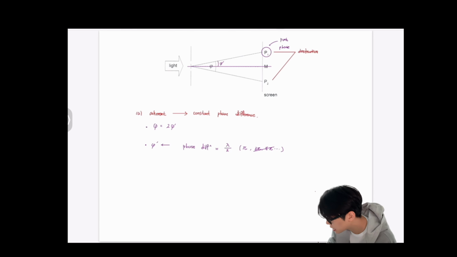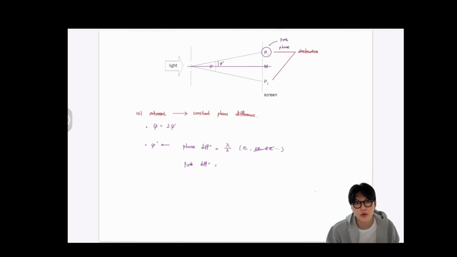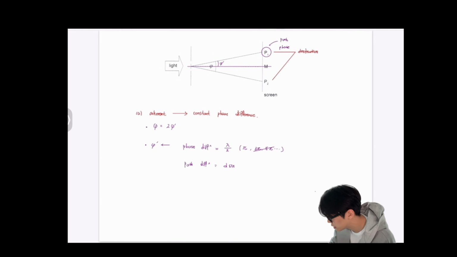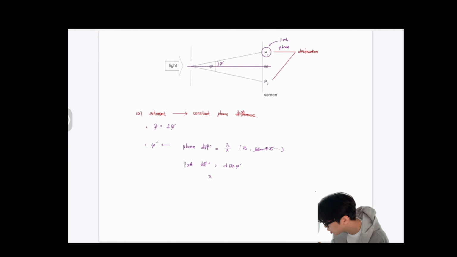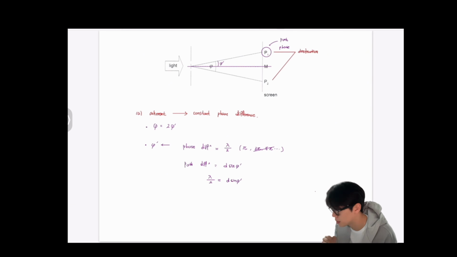So if you think about the path difference, you also have to know how to derive this double slit equation, right? So if you think about it, it's actually always d sine theta. Okay, so in order for the destructive interference to happen, the path difference has to be equal to the phase difference. Which means that lambda over 2 must be equal to d sine theta prime, something like that.